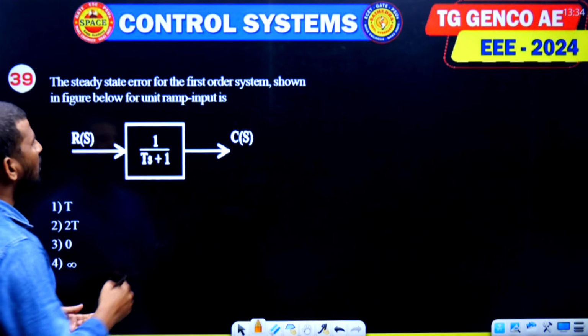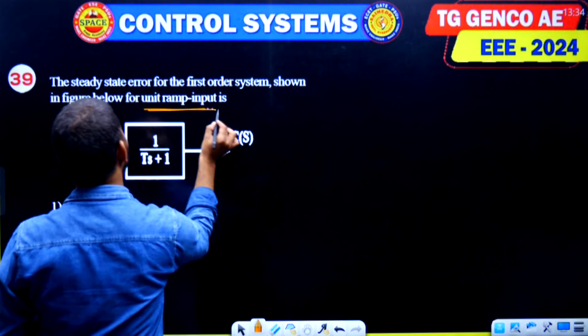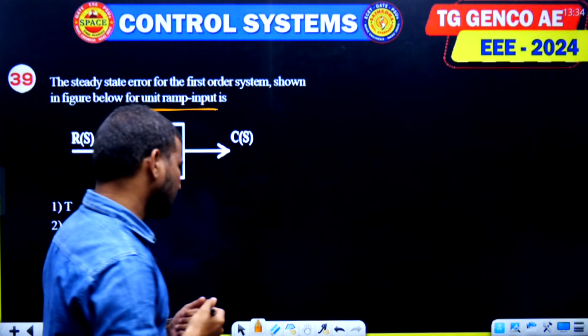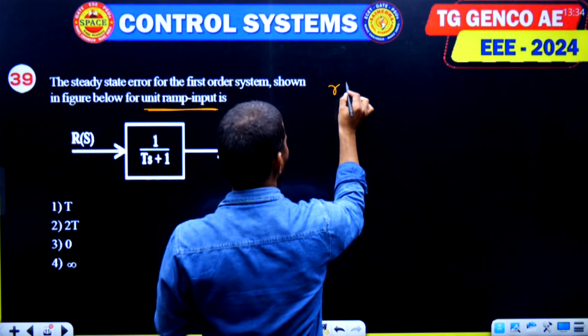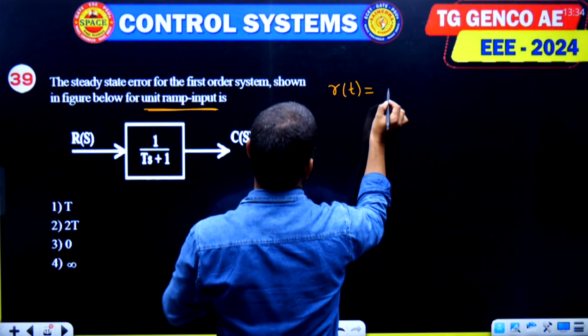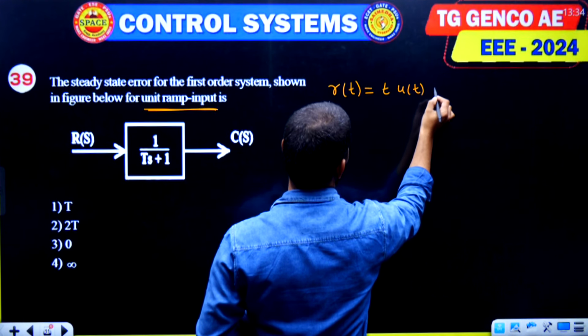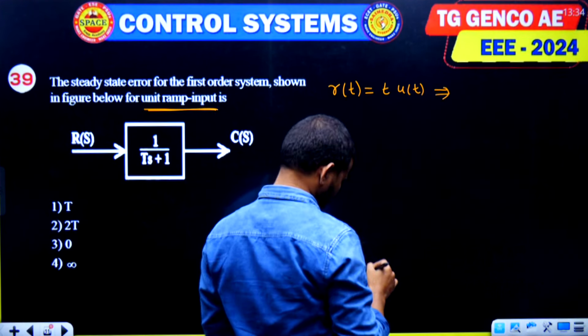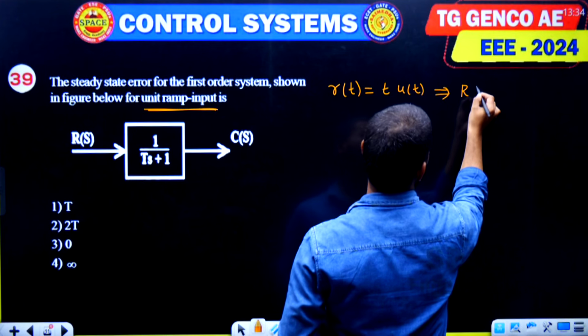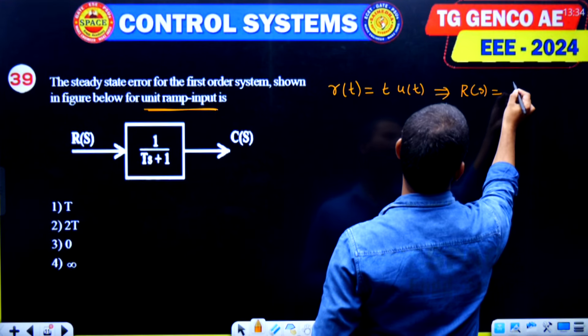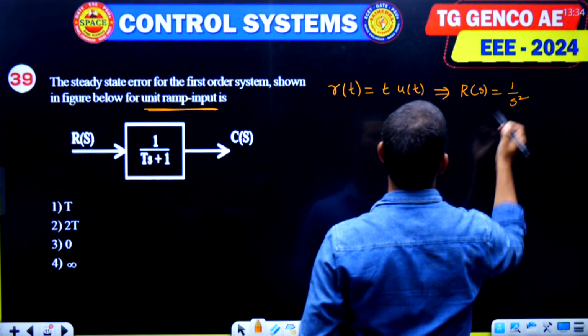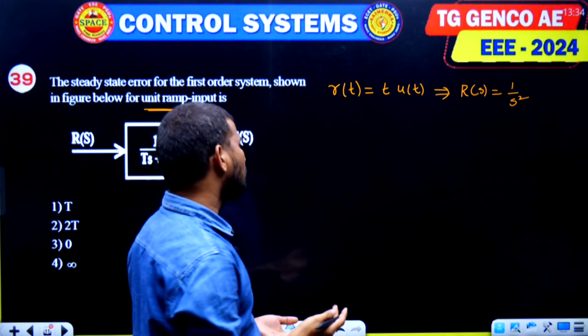For a ramp input. The input is given as a ramp input. So let us say our input is ramp input, that is t into u of t. From this, by applying the Laplace transform, we are going to get the s form of the input, that is 1 by s square.